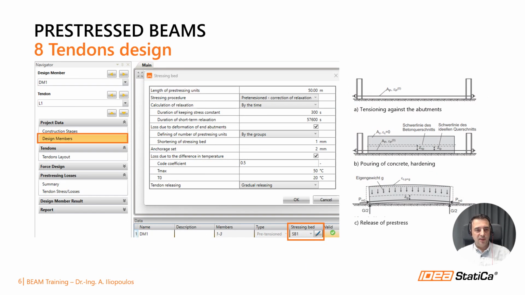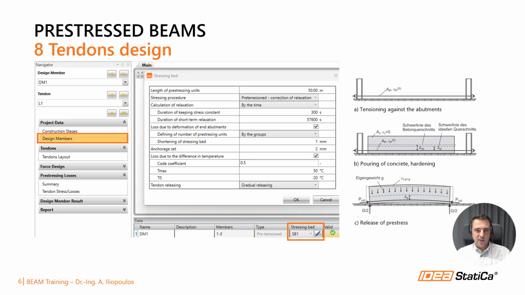Before we can carry out the calculation of prestressing losses, we need to click on Design Members and look at the initial values for calculating the prestressing losses. Our example refers to the stressing bed method. You can see it pictured on the right side. In this case, the strands are tangent against the abutment. Then the precast elements are concreted, and after the concrete has hardened, the anchorage is released and the prestressing force is transferred to the member.